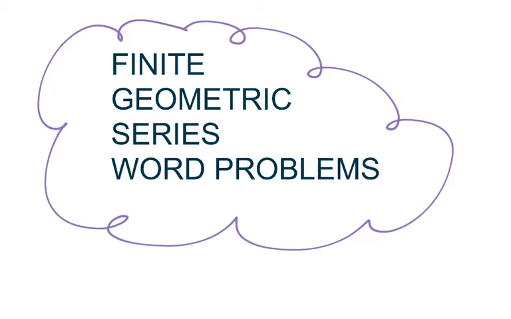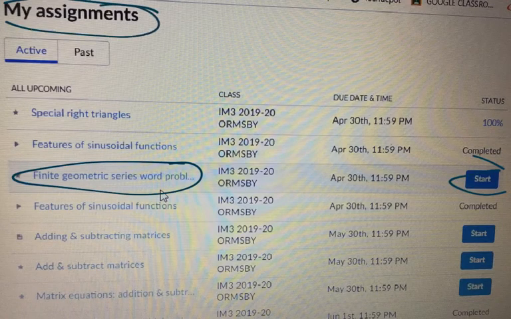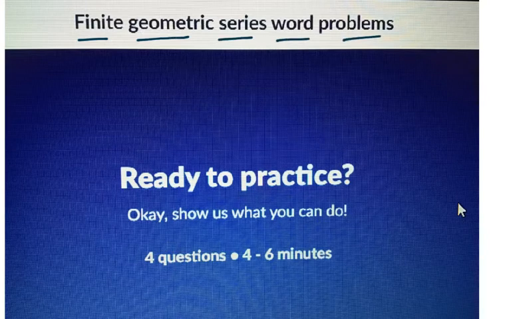Okay, guys, I noticed one or two of you still a little stuck on finite geometric series word problems. That's the official title. So, as I've been mentioning in the last videos, if you can't find it, as you can see, it's right here in our list of assignments. But if you can't find it that way, just search it. Just type in finite geometric series word problems, and the practice will pop up. Look for the little pencil symbol, right? Okay, let's do a few of these.